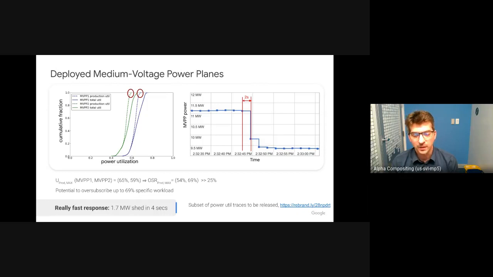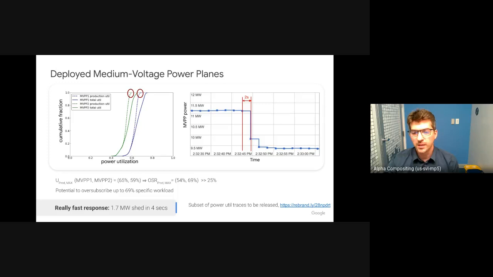Finally, on the right, we present the power reduction during an artificially created power capping event. We reduce power by 1.7 megawatts in less than 4 seconds. At this scale, this is really fast. I should mention here that we're working to make a subset of our power utilization traces publicly available. We will post the traces in the link shown here.